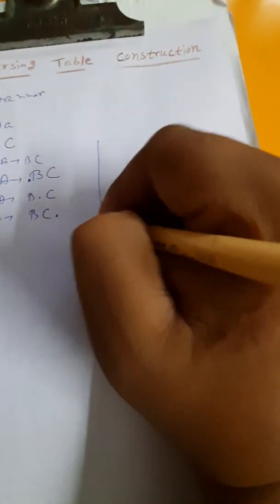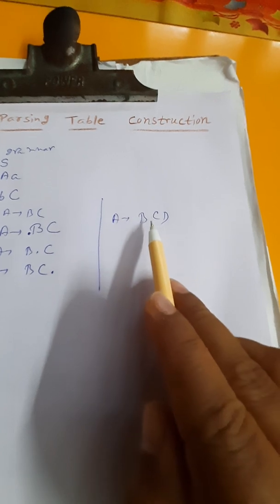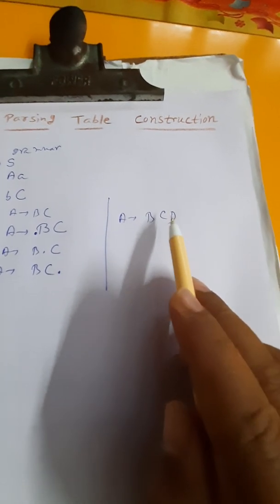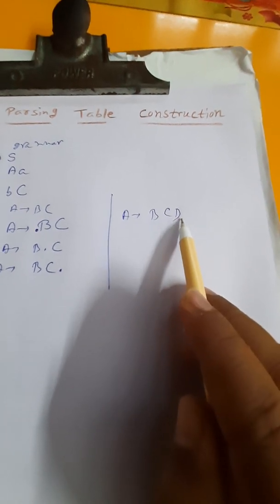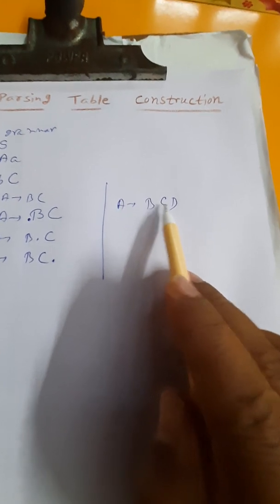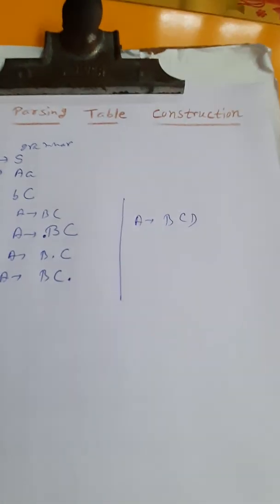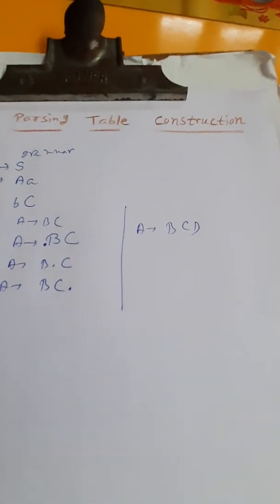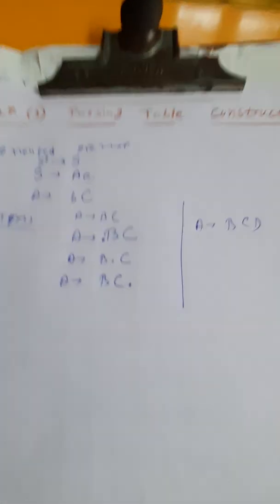If the rule was A produces BCD, then for the first item I can add the dot at the beginning, for the next in the second position, then the third position, and finally at the end. So dot BCD, first one. Second, B dot CD. Third, BC dot D. And fourth, BCD dot. So how many items could be generated from here? 4. And here it's 3.